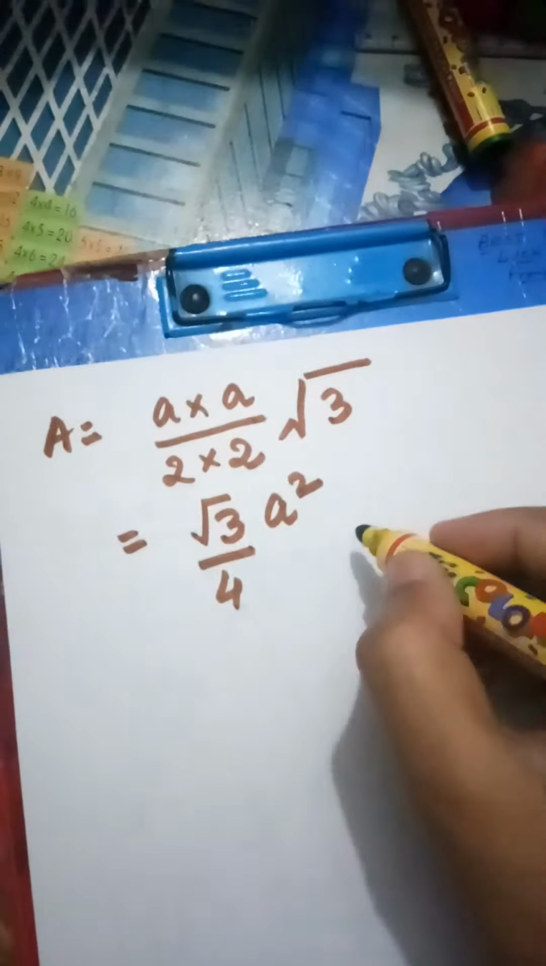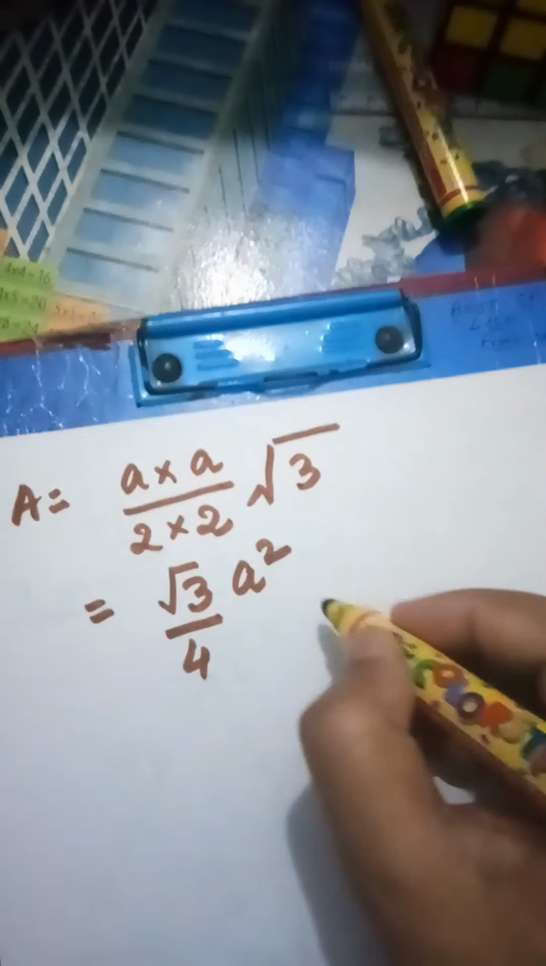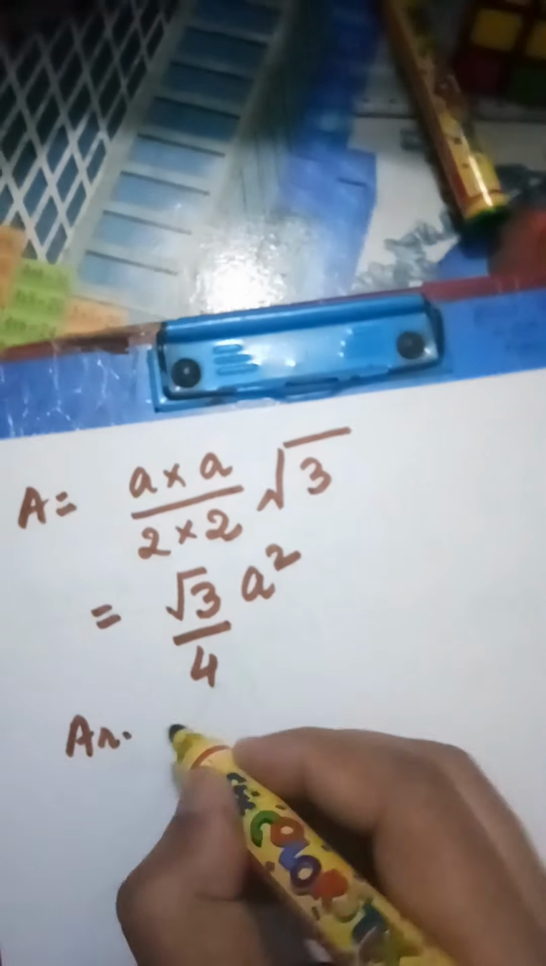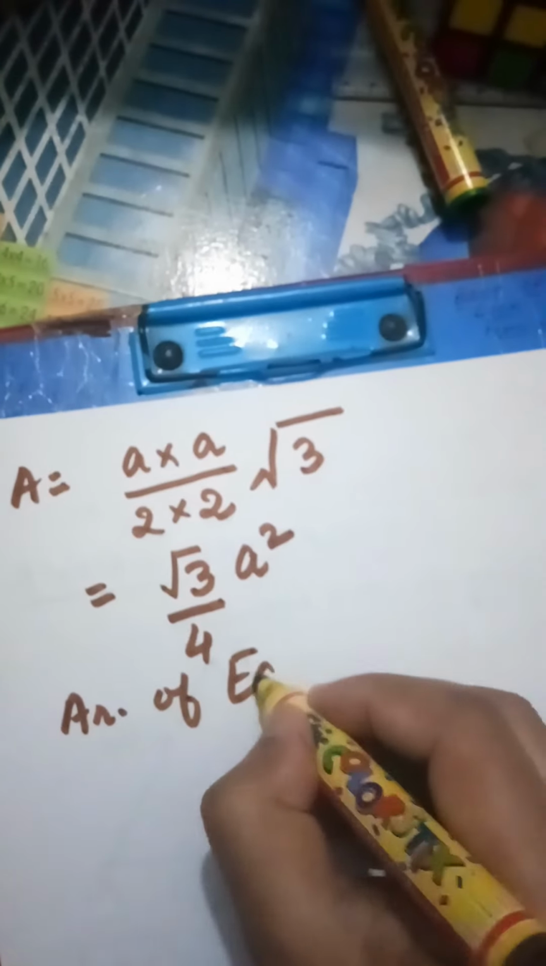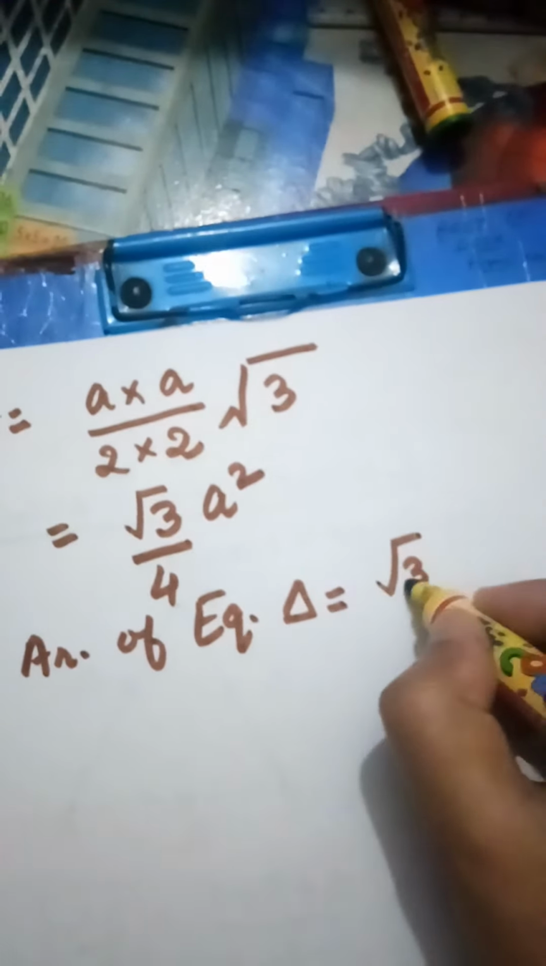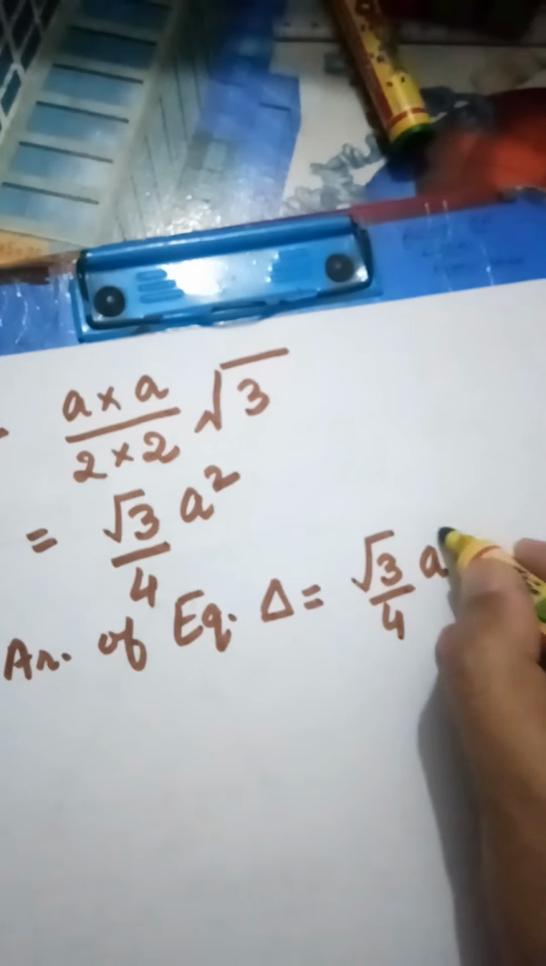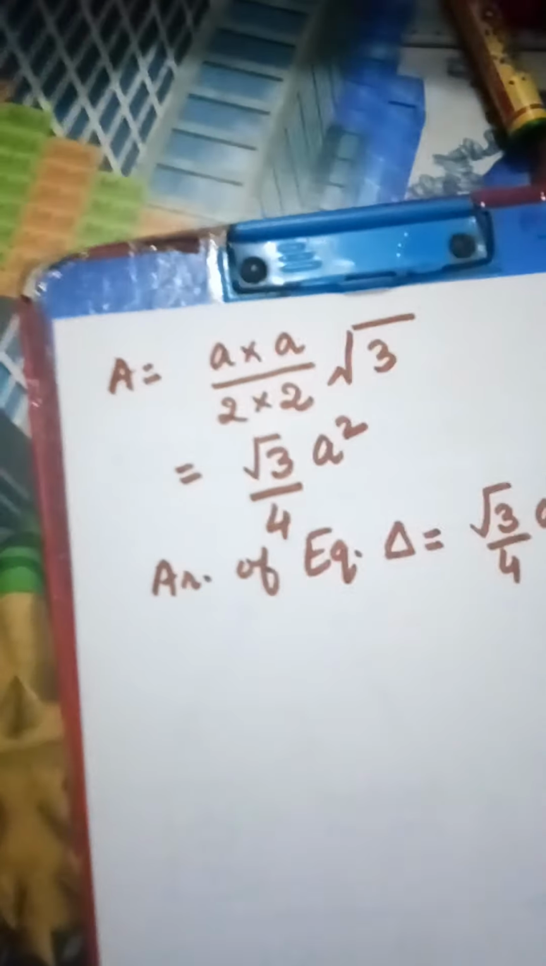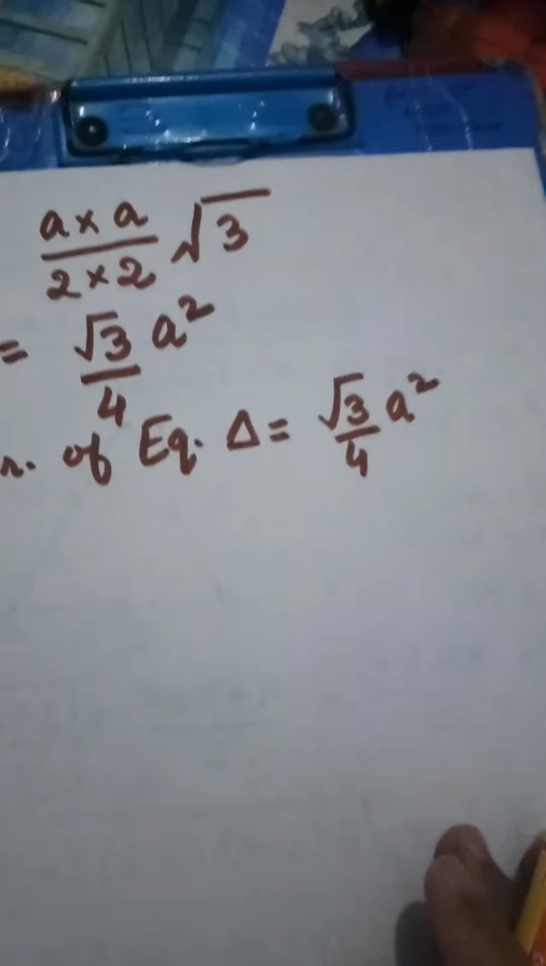So this is the formula for the area of an equilateral triangle: area is equal to root 3 by 4 a square. Children, so this was the derivation of that formula.